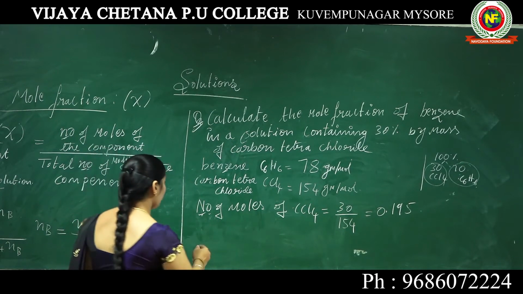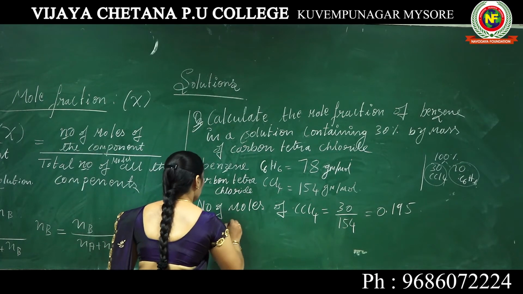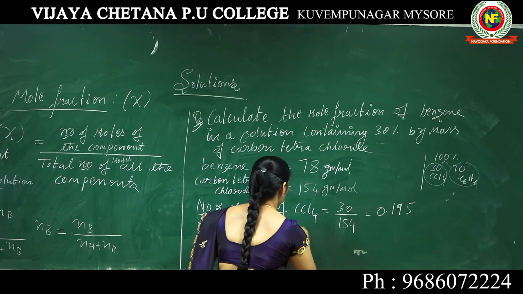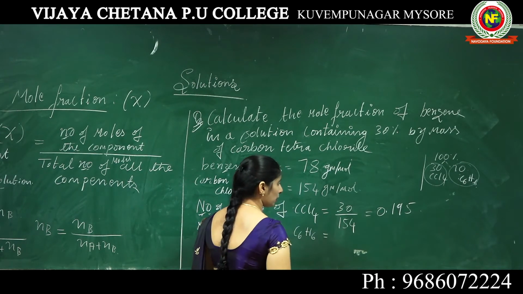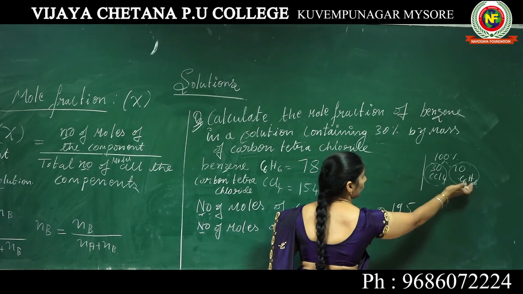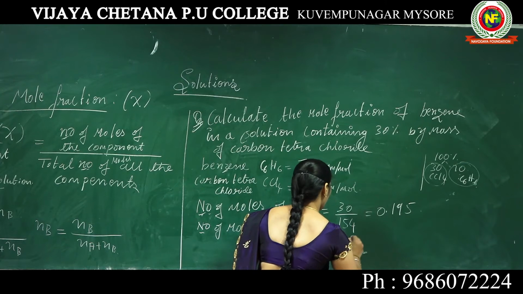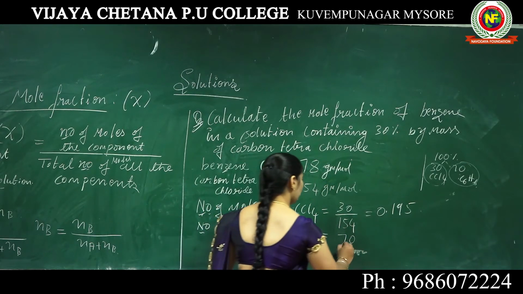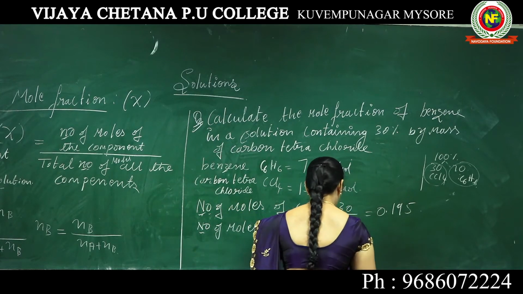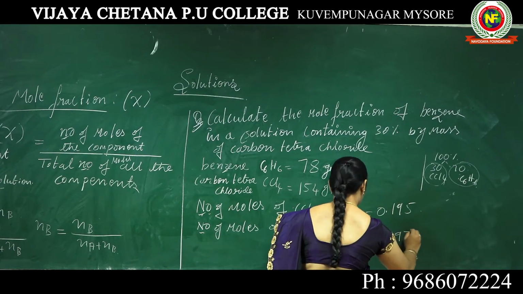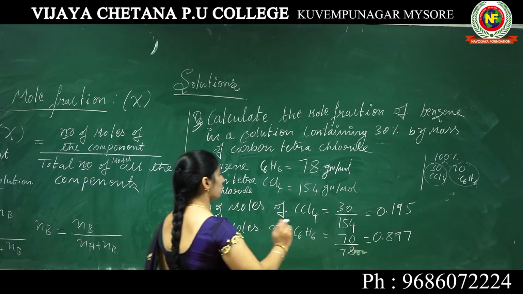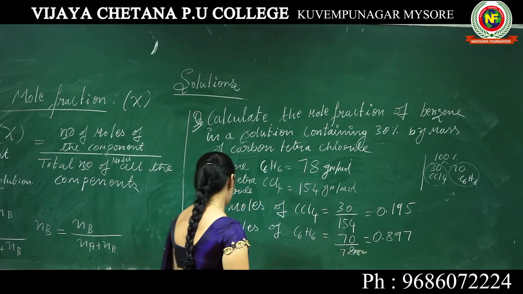Same way, the number of moles of C6H6. In 100, 30 consists of CCl4 dissolved in 70% of C6H6. So its weight is 70 by its molecular mass 78. Then totally you get 0.897. So we come to know the number of moles of CCl4 and the number of moles of C6H6.